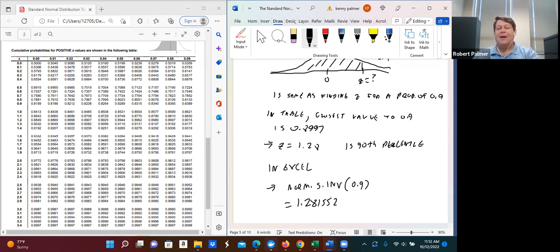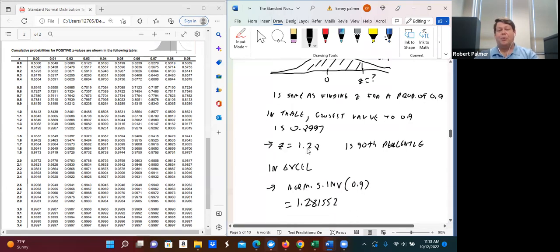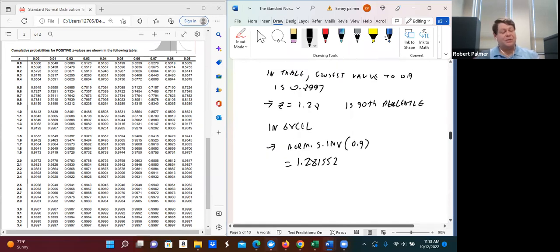Okay, so that is the 90th percentile. So 90% of the values are below that, 10% are above. And also in terms of probability, if you pick any data value at random out of this population, then there's a 90% chance you're going to have a z-score less than 1.28 and a 10% chance of a z-score greater than that. Okay, so that's the idea. So that's essentially doing the same thing going backwards.